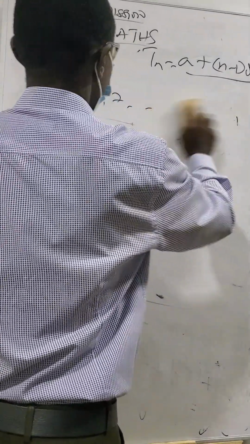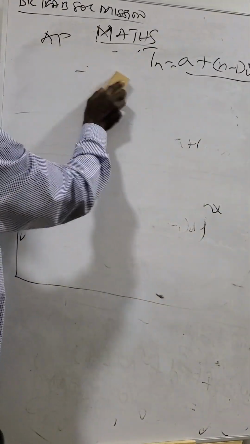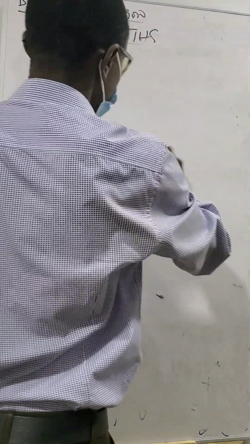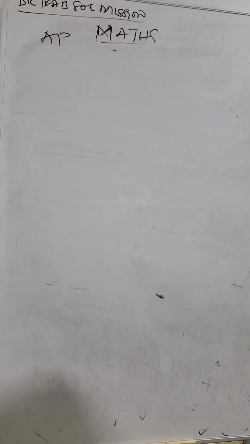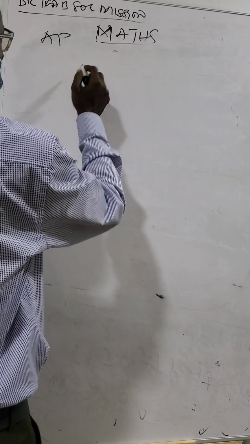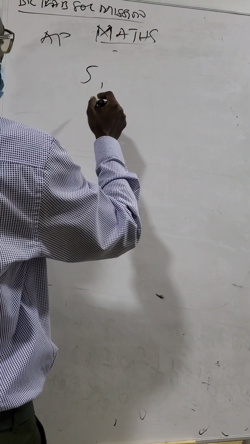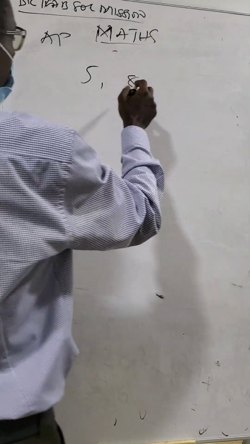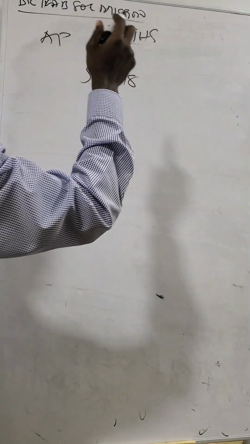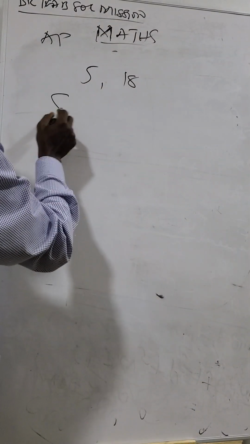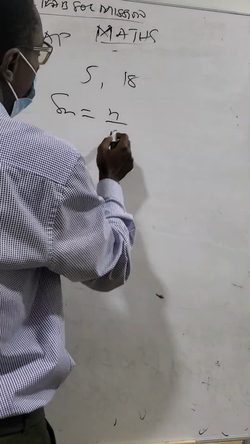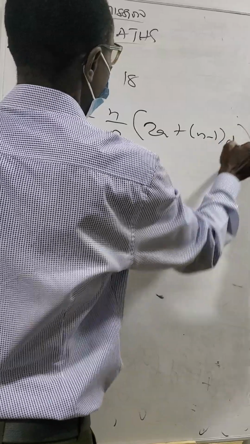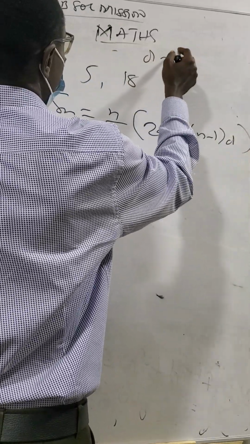So that is that. Now, if you know the formulas, like I said, once you know the formula, it's about substitution. When a question is given to you, you only need to put in the figures. So that's what I mean. Maybe you were told the first term is 5, the seventh term is, let's say, 18. What's the sum? Then you know your sum is n over 2 into 2a plus (n minus 1)d. Then you are told the difference is, let's say, 2.